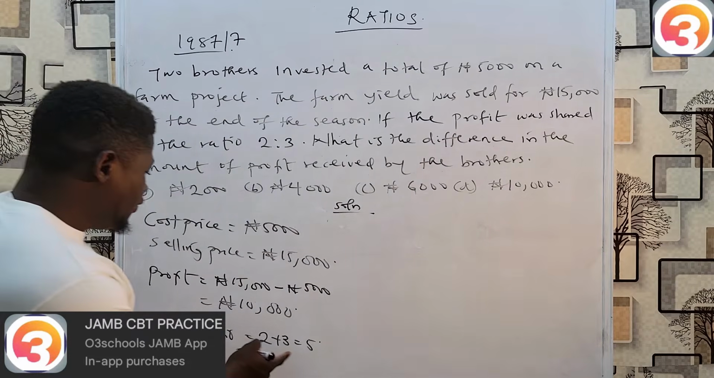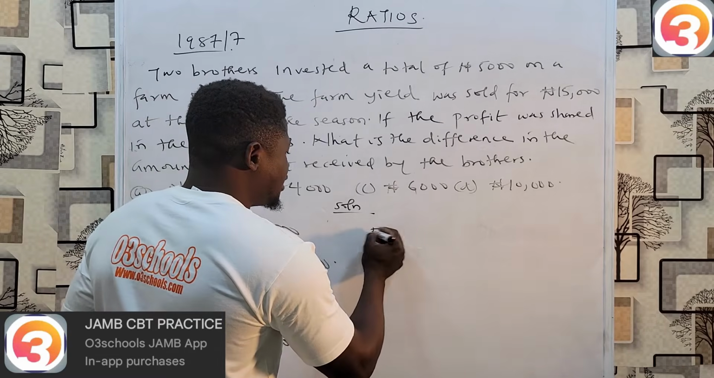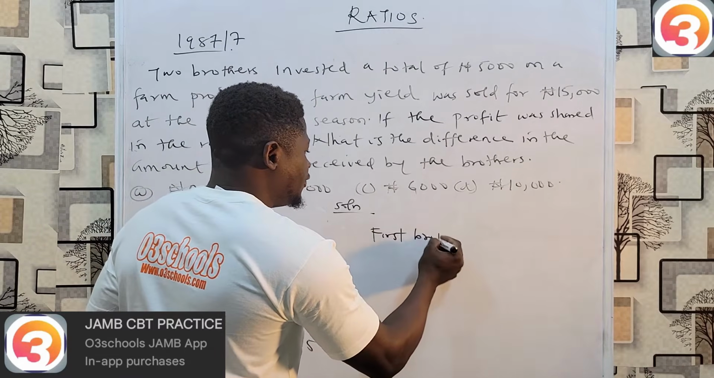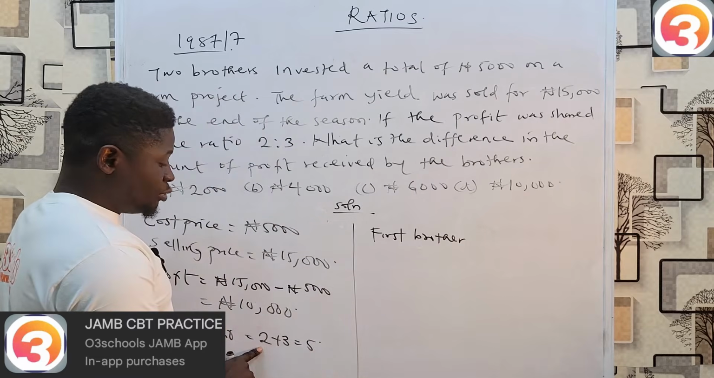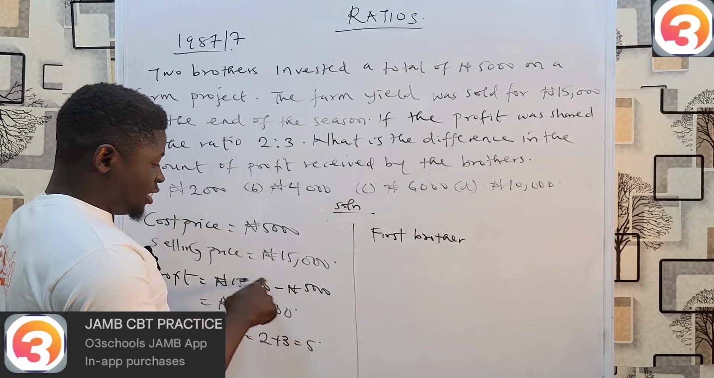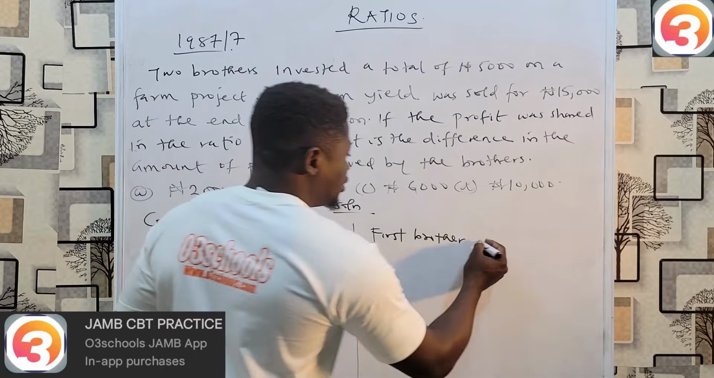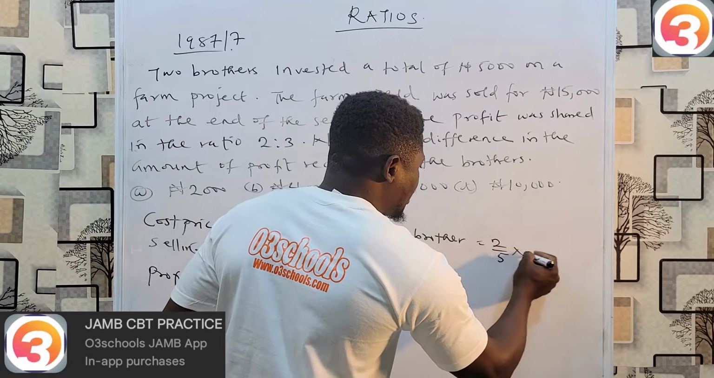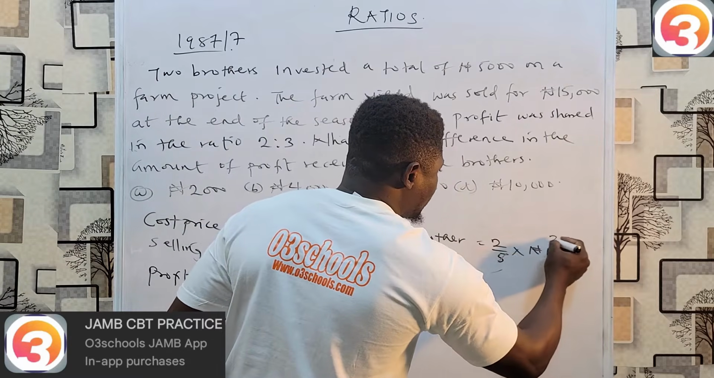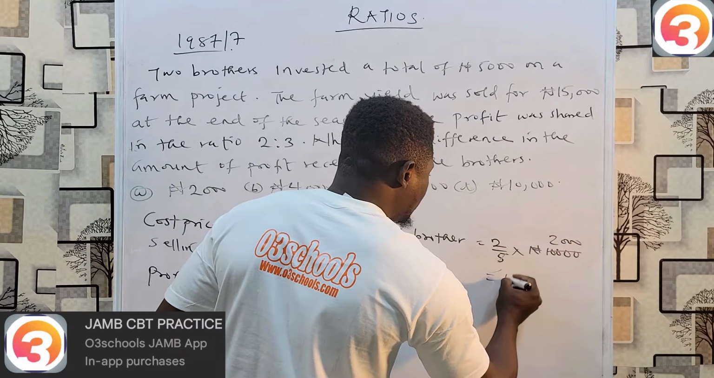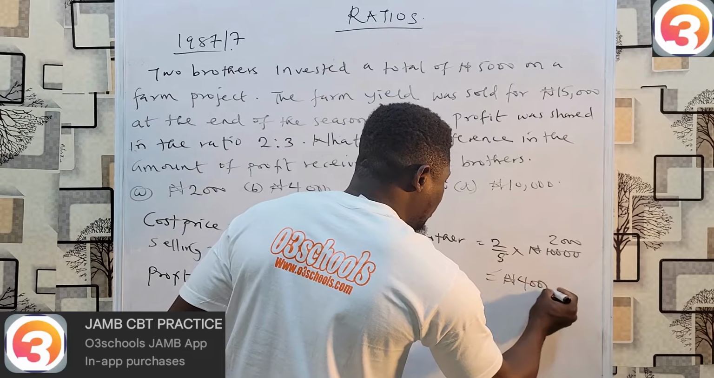Now, the profit of the first brother, let's say the first brother, is 2 over 5 times this profit we had there, 10,000 naira. So 2 over 5 times 10,000. 5 here goes 1, 5 here goes 2,000. This will give us 4,000 naira.